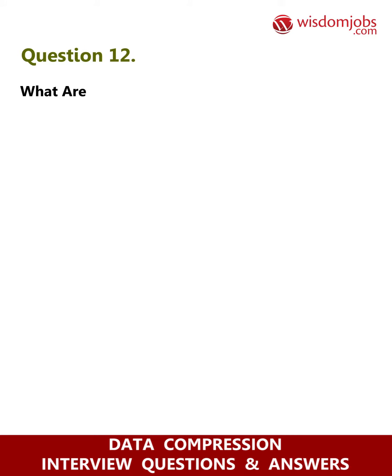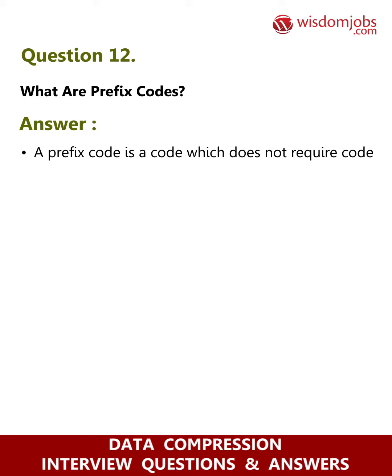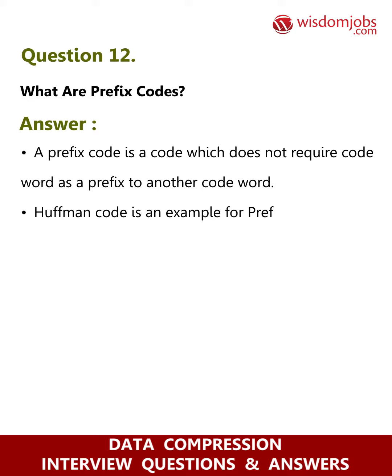Question 12. What is a prefix code? Answer. A prefix code is a code in which no code word is a prefix of another code word. Huffman code is an example of a prefix code.